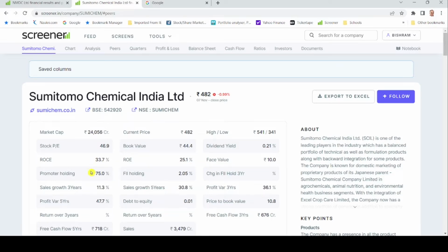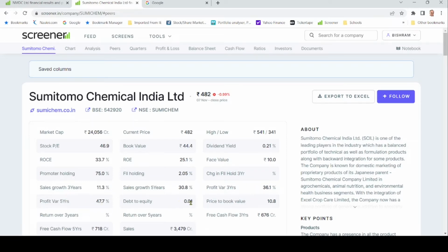Then promoter holding is important. Also important here is FII holding. So FII endorsing some stock means the stock is good. Then sales growth in 3 years and 5 years should be more than 10%. So 10% is the minimum; less than that, you should not choose a company. Then profit similarly grows in 3 years and 5 years. Look, both are 36 and 47.